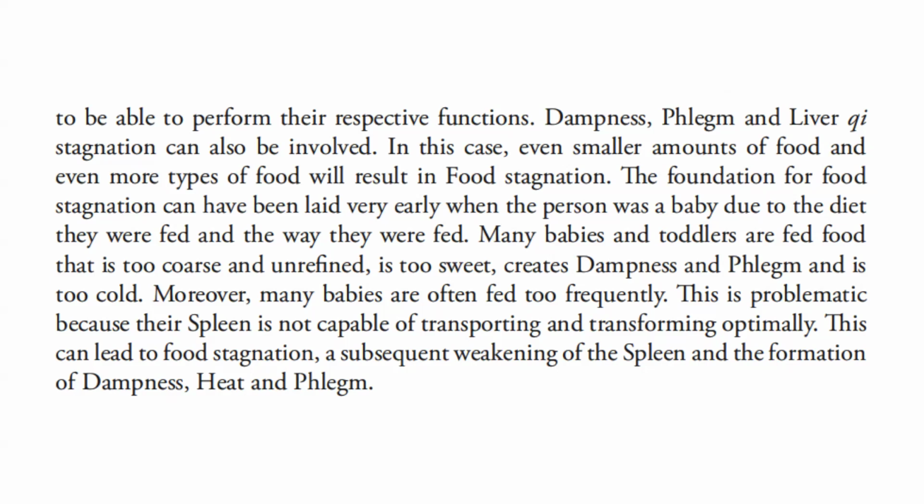The foundation for food stagnation can have been laid very early when the person was a baby, due to the diet they were fed and the way they were fed. Many babies and toddlers are fed food that is too coarse and unrefined, is too sweet, creates dampness and phlegm, and is too cold. Moreover, many babies are often fed too frequently. This is problematic because the spleen is not capable of transporting and transforming optimally. This can lead to food stagnation, a subsequent weakening of the spleen, and the formation of dampness, heat, and phlegm.